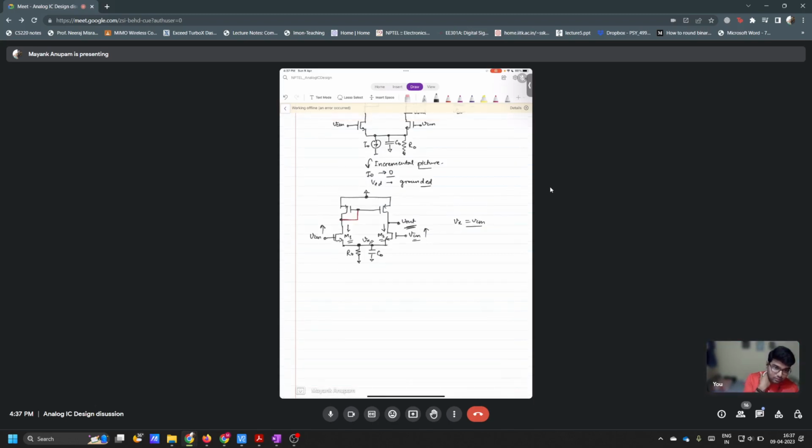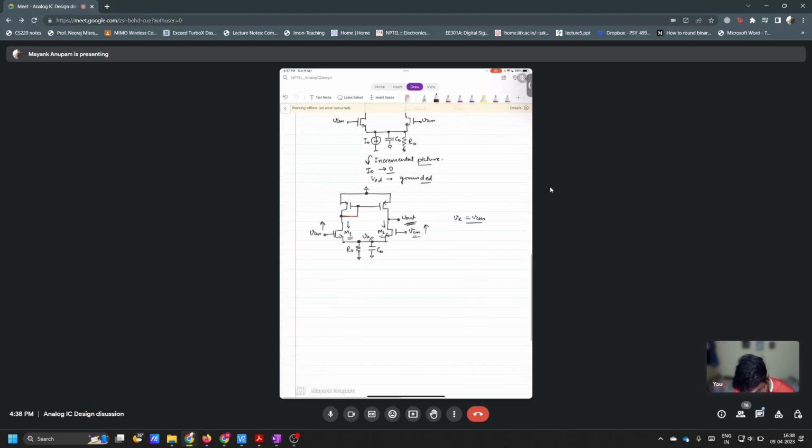So is that clear? And sir, in this common mode, the Rout would be different from differential mode, right? One second. Yes, it will be different. So how are you saying that it will be different, just by looking at it? What is the feel for that?